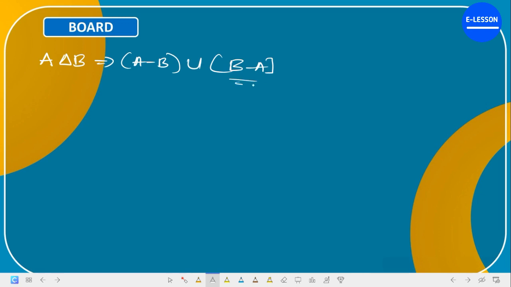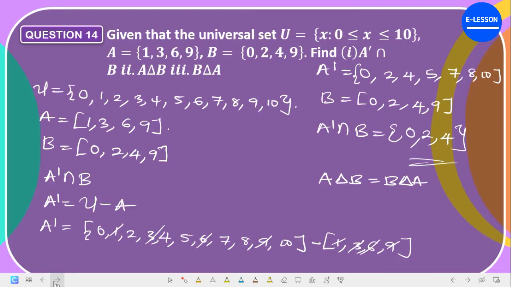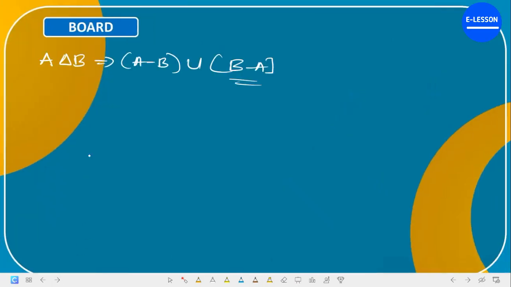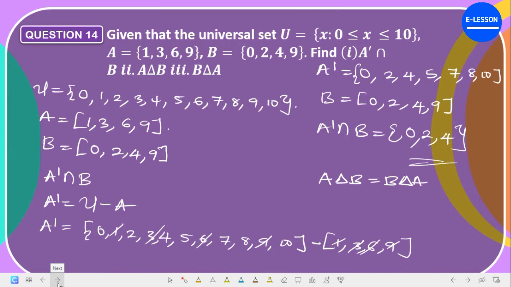Or in short, you can take it that it is all the elements in A and all the elements in B, but not anything they have in common. So what are the elements in A? A is 1, 3, 6, 9. So we say A is equal to 1, 3, 6, 9. And B is 0, 2, 4, 9.